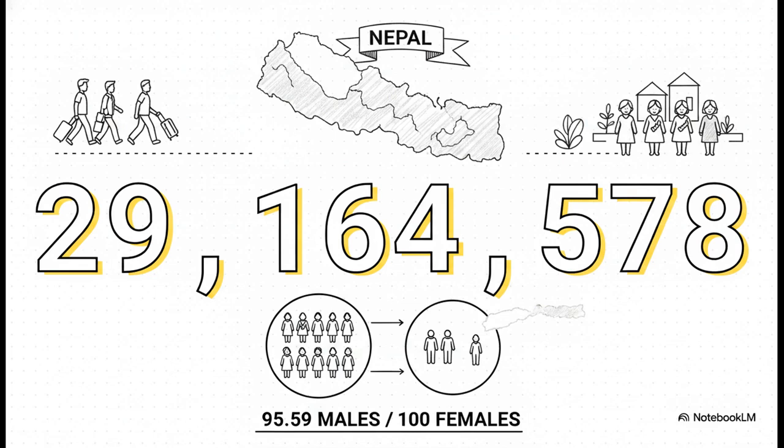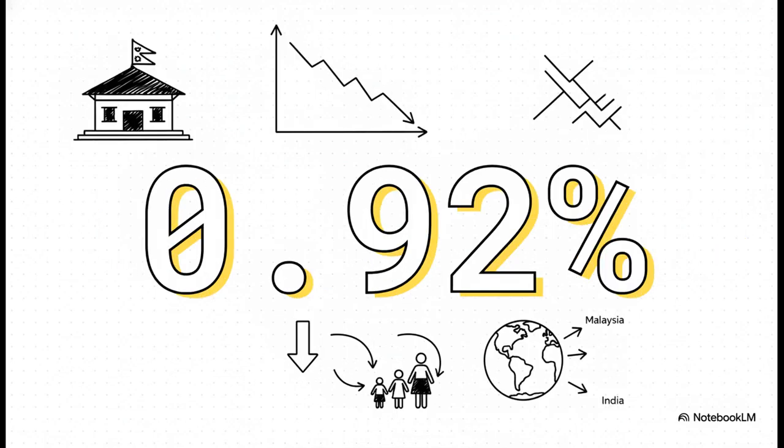You really need to note this ratio because it perfectly reflects the demographic impact of significant outbound male labor migration, which leaves a notably higher resident female population across the country. Now here is a truly pivotal benchmark. The annualized population growth rate has literally plummeted to 0.92%. This is the lowest growth rate recorded in Nepal in all 80 years.